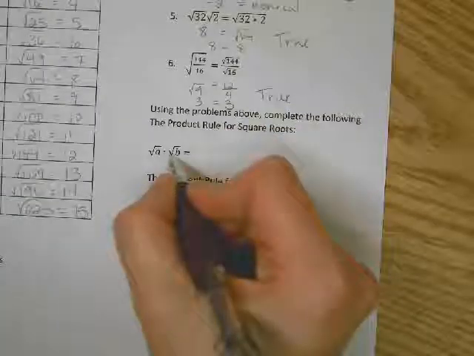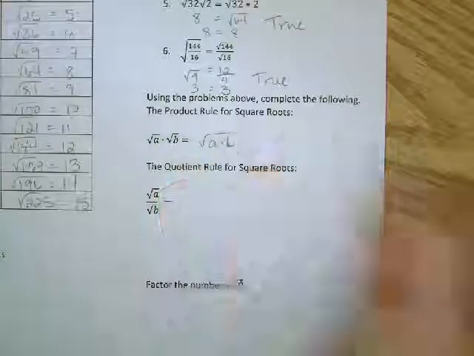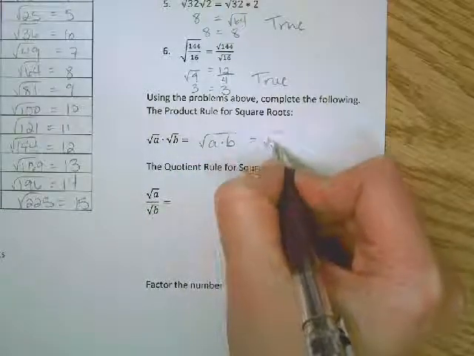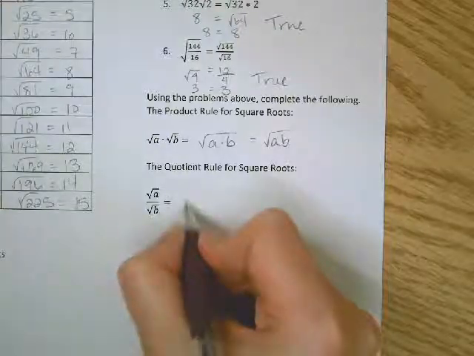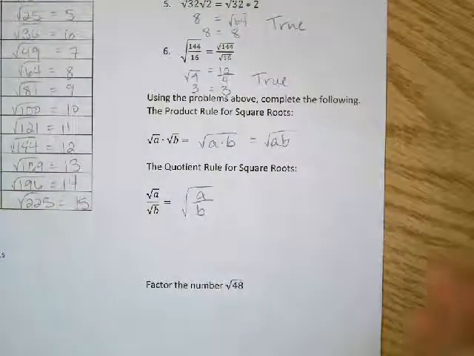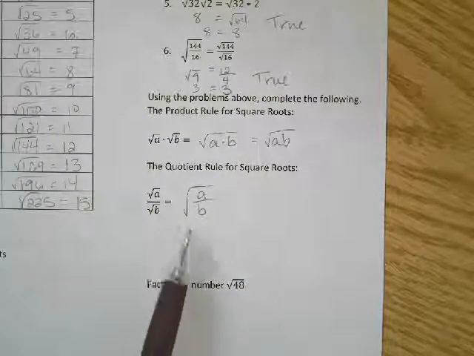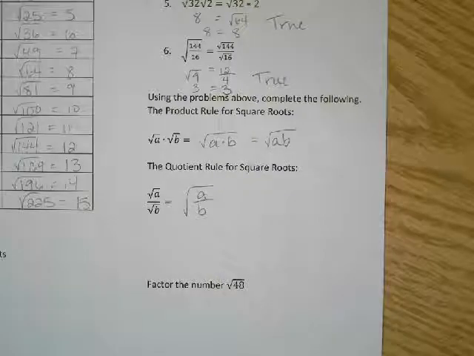So if I have the square root of a times the square root of b, that is the square root of a times b, or this can also be written as the square root of AB. Square root of A over the square root of B is the square root of A over B. Now, there's two ways that I look at this because I can use it this way and go backwards, or use it this way and go forwards. So there's two different ways to go about it.